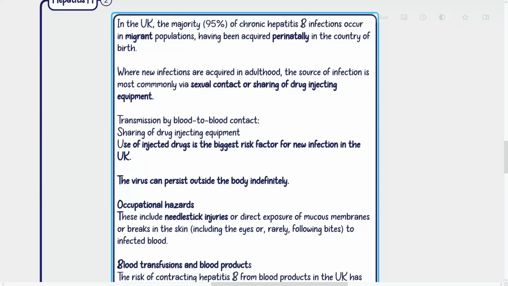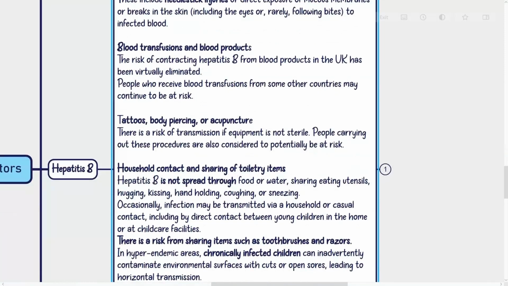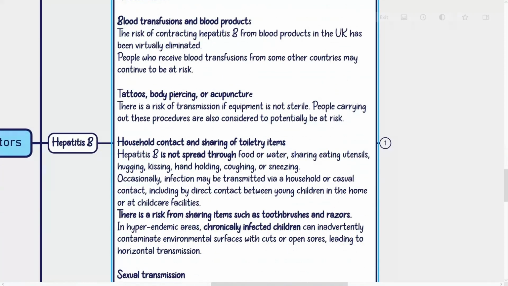Occupational hazards. These include needle stick injuries or direct exposure of mucous membranes or breaks in the skin, including the eyes or, rarely, following bites, to infected blood, blood transfusions, and blood products. The risk of contracting hepatitis B from blood products in the UK has been virtually eliminated. People who receive blood transfusions from some other countries may continue to be at risk.